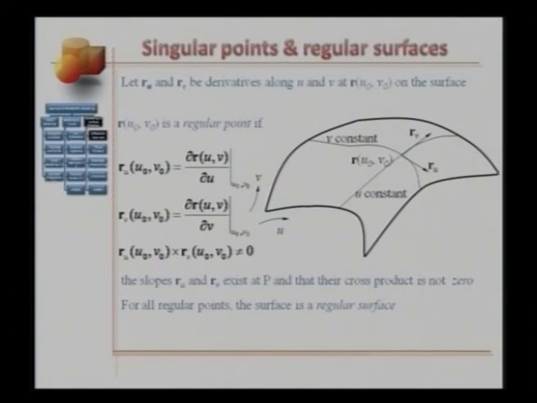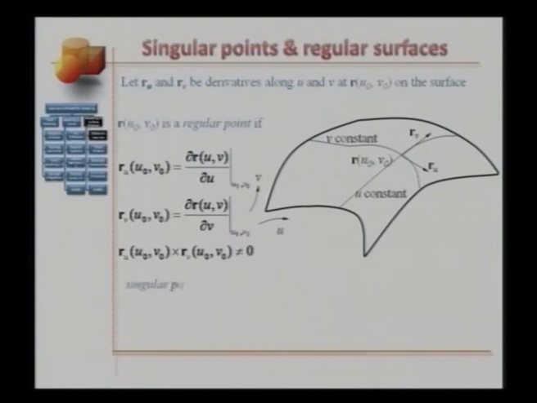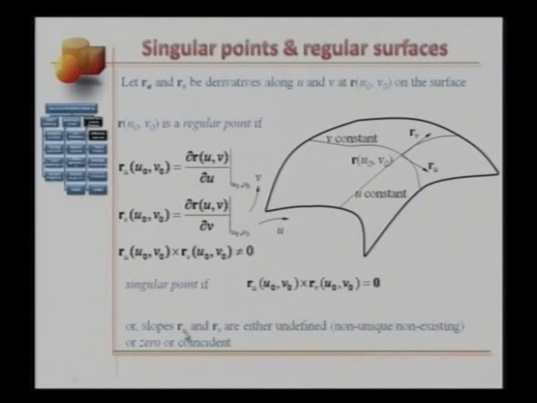A surface patch will be a regular surface patch if all points on it are regular points. One would get a singular point if either of the three conditions doesn't hold. That is, if either the cross product is 0, or any of the slopes R sub u and R sub v are either undefined, they may not be unique, or they may not exist, or any of these directions is 0, or they are coincident.